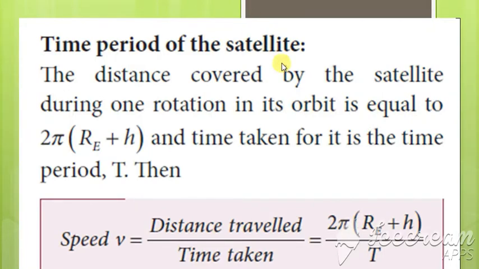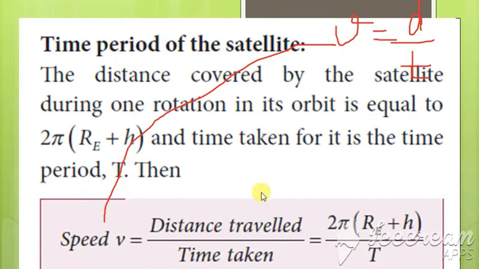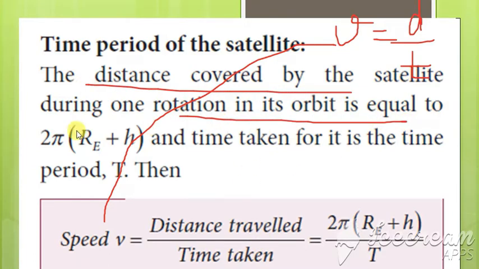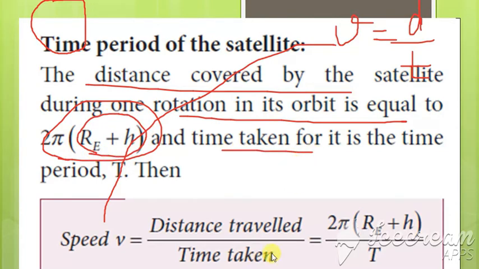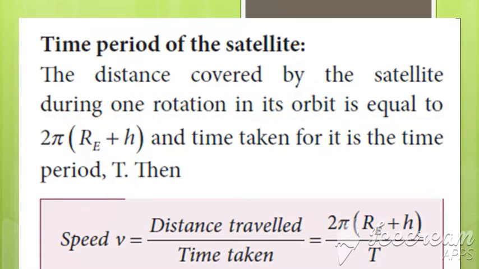How do we find the time period? We can take it from the velocity. Velocity is equal to what? Distance divided by time taken. So speed is equal to distance traveled divided by time taken. The distance covered is 2 pi r, because it is the circumference of the circle. Instead of r we write Re plus h, and the time taken is written as capital T. So 2 pi into Re plus h divided by T is the value of the speed v.